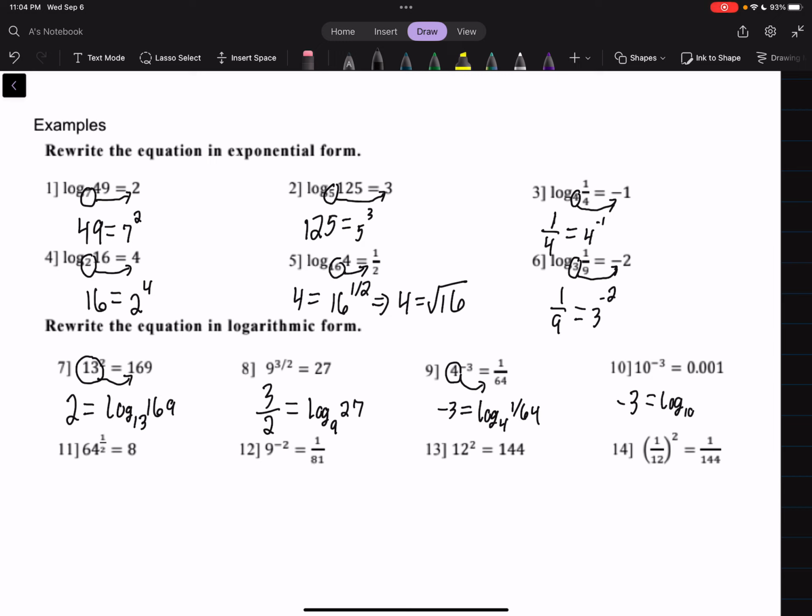I do want to point something out on this one, though. Anytime you have log base 10, you can just write log of 0.001. If you do not have a base under the log, it is an understood base 10. Just like if I write x, there's an understood invisible 1 in front of it. Same kind of thing.